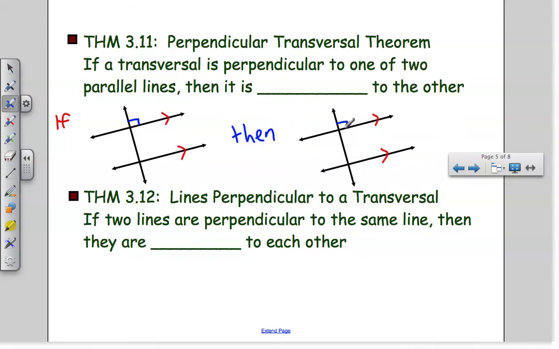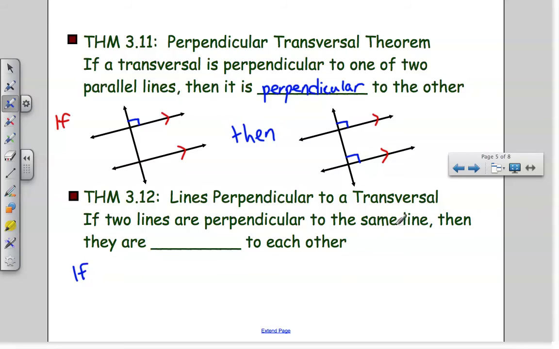Well, I know if this is a right angle and these lines are parallel, it has to be perpendicular to the other. And that's what I'm filling in here. So if you have parallel lines and you have a transversal perpendicular to one, it has to be perpendicular to the other. Alright. And theorem 3.12 is basically just kind of the reverse of that.